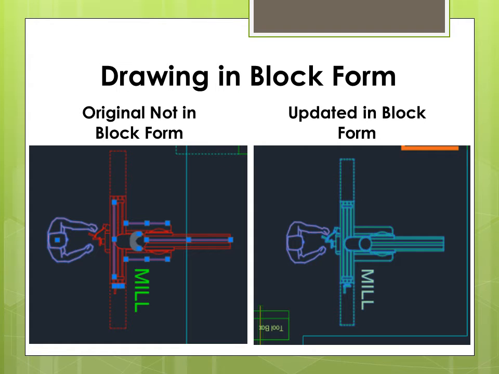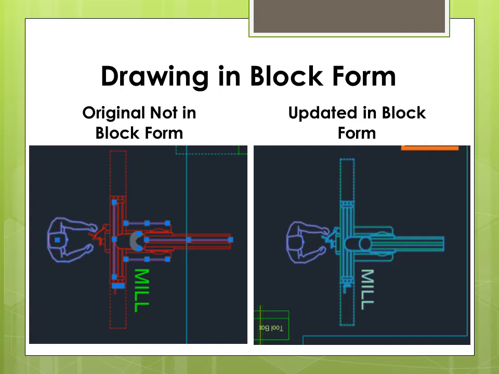Here's a representation of what I mean by the user being able to easily move the equipment around in the floor plan. On the left is a mill that is not in block form. As you can see, I've selected a few of the lines that make up the drawing of the mill. I cannot select the whole model.